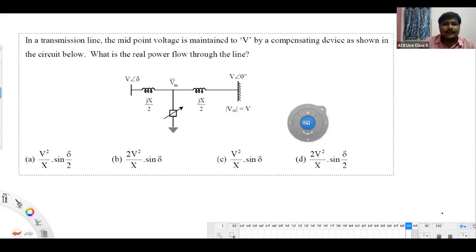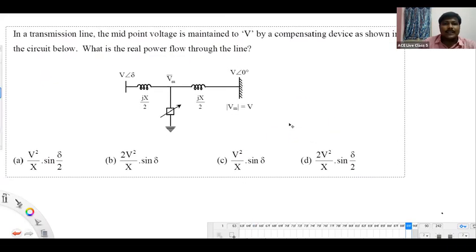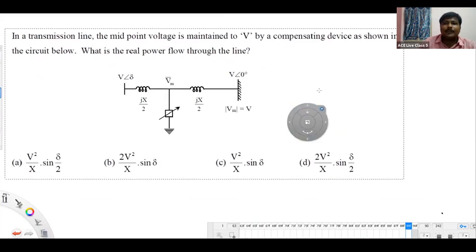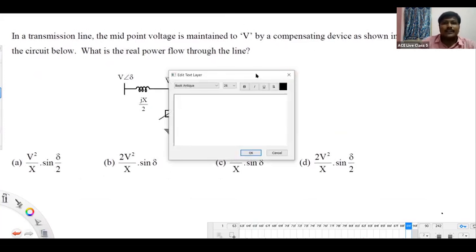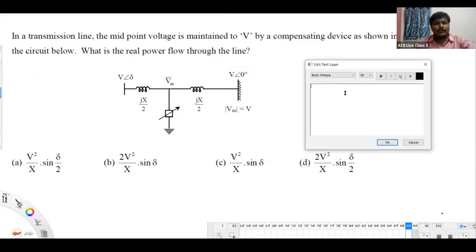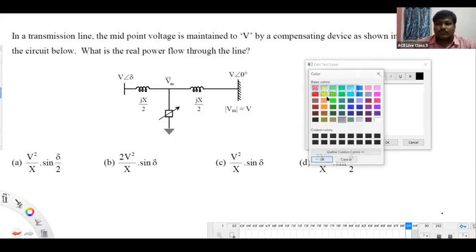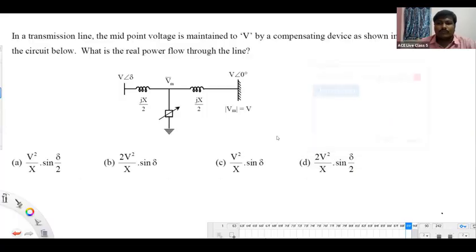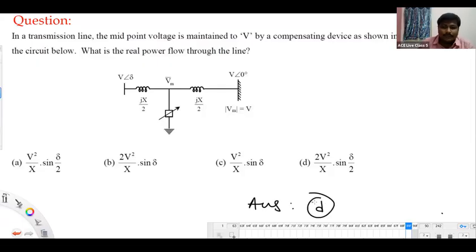In the transmission line, the midpoint voltage is maintained as V by keeping a compensating device as shown in the circuit below. What is the real power flow through the line? What is the expression for real power flow through the line? What's your option here? D. Yes or no? The answer will be D. That's what we have derived just now.